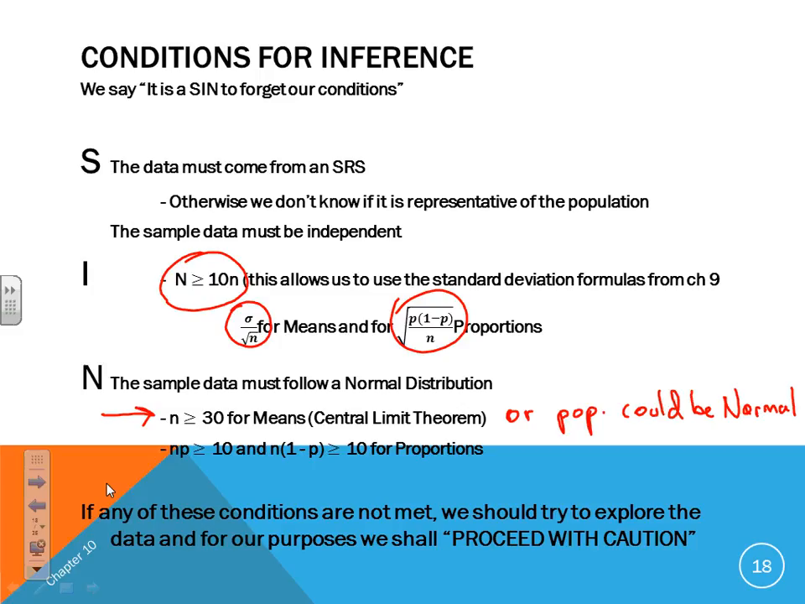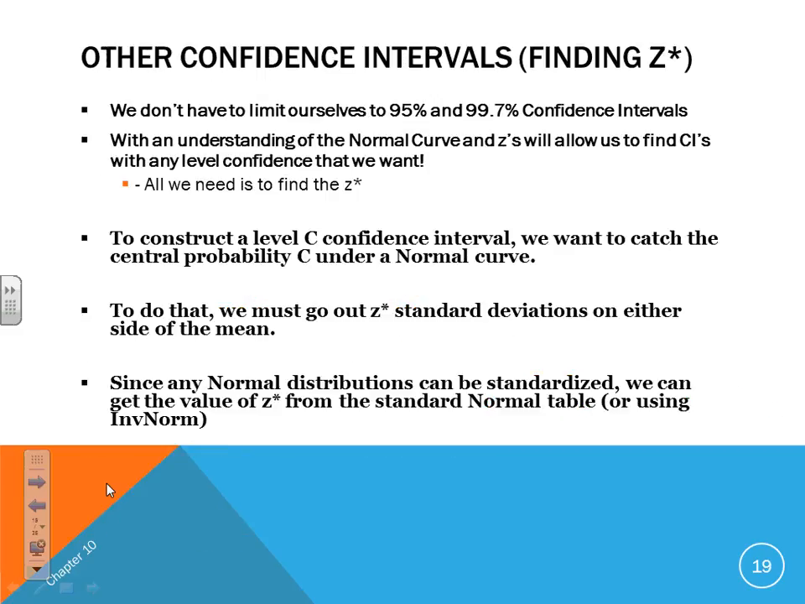However, we also should be aware of the normality check for proportions, which we've seen before: n times p is at least 10, and n times 1 minus p is at least 10. Each one of these needs to be formally written out when we're doing any kind of inference, including the confidence intervals we're working on now. If any of them are not met, then for our purposes, we'll proceed with the confidence interval or the significance test, and we'll just say we are proceeding with caution.